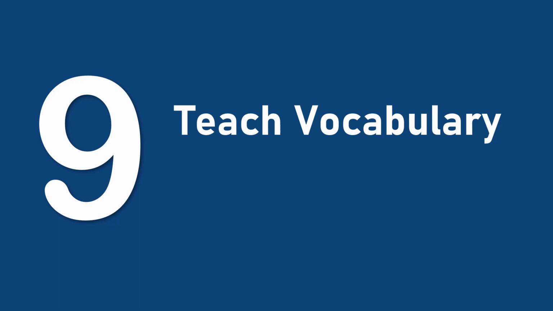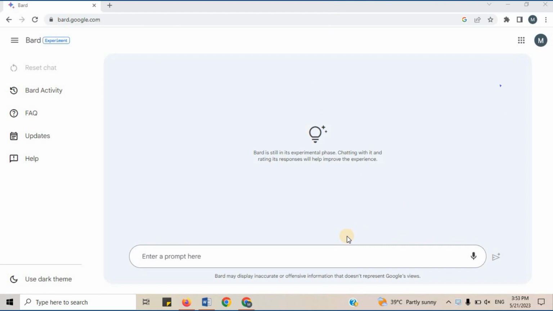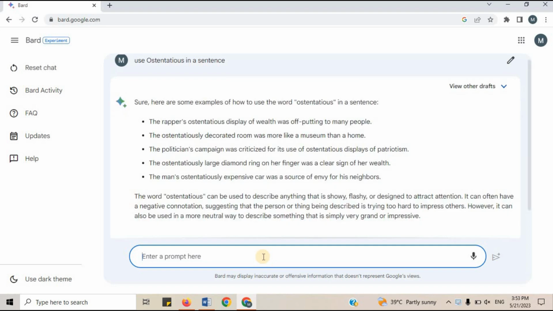Method 9. Teach vocabulary. Introduce new words in several different sentences. This is a cool and interactive way to remind students to use context to understand new words. For example, I will say to use ostentatious in a sentence. Here are some examples of how to use the word ostentatious in a sentence. Here, the definition of the word is given. Also, it has explained how and where to use a word.